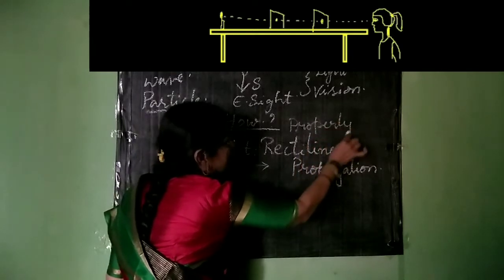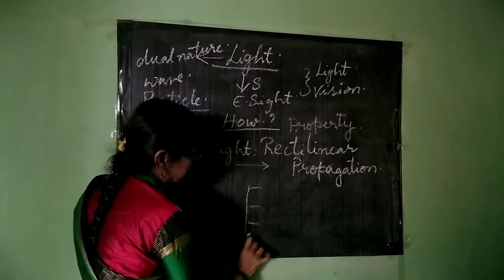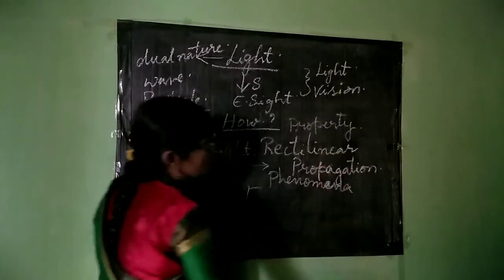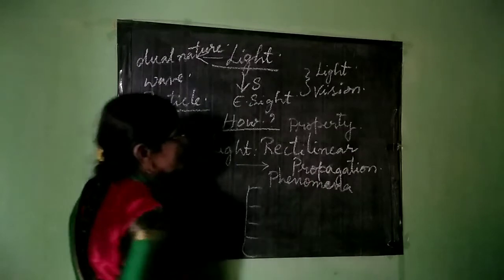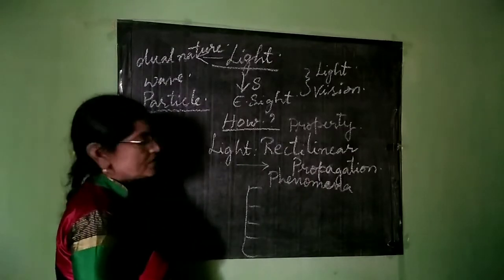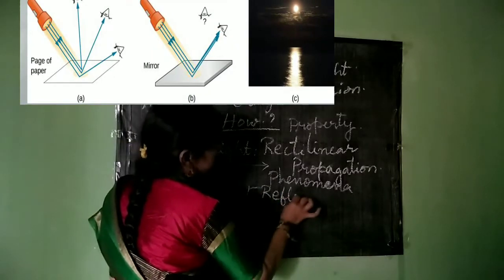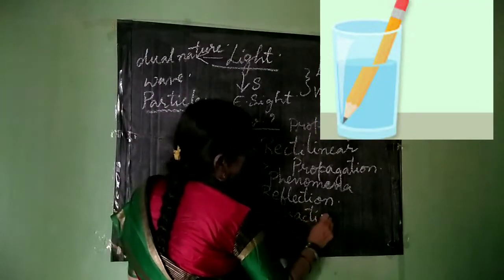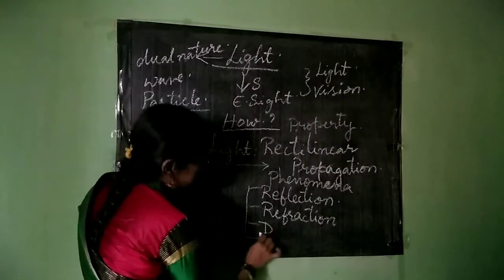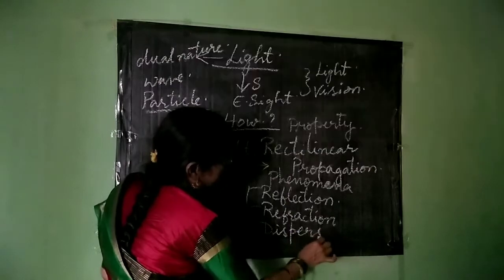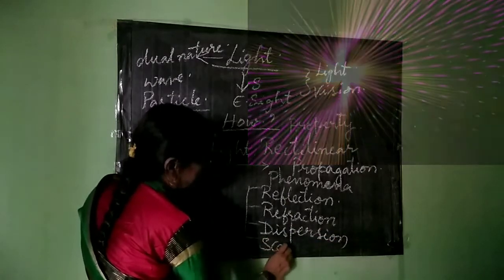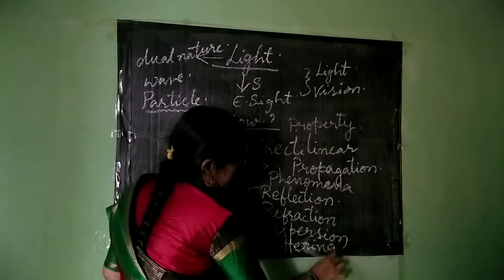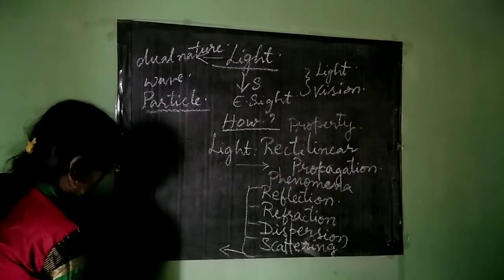Basing on this property, light undergoes 5 phenomena. What are the phenomena? The 5 phenomena that we are dealing with in this chapter are reflection, refraction, then dispersion, scattering, and then another one is diffraction.